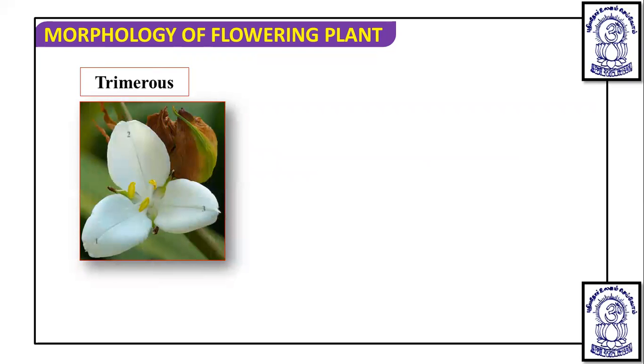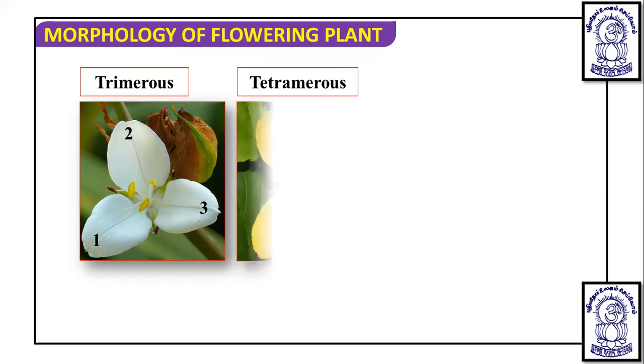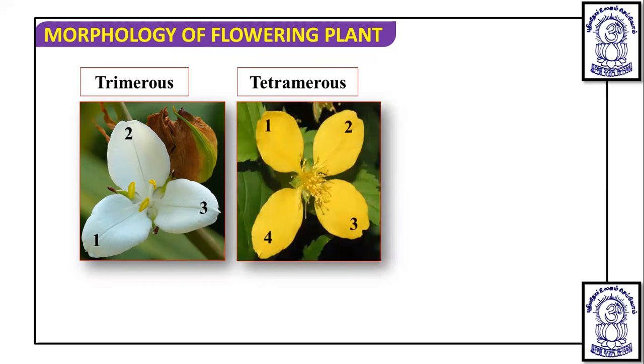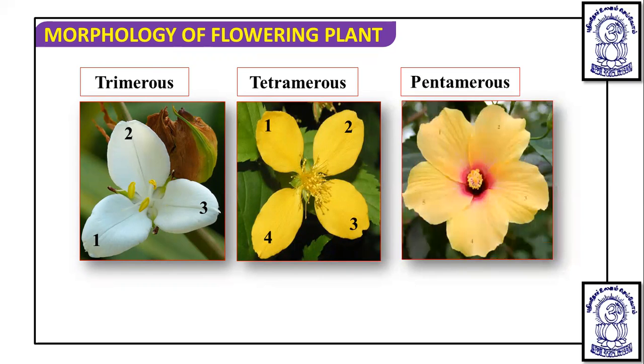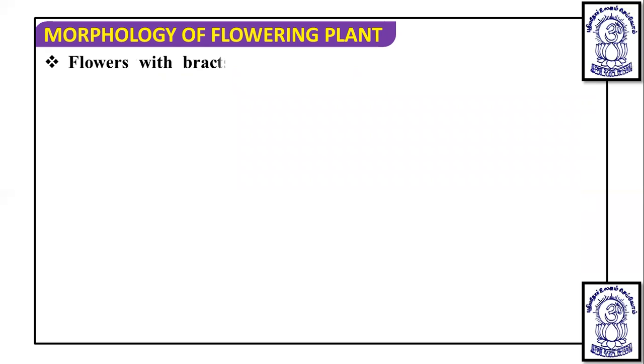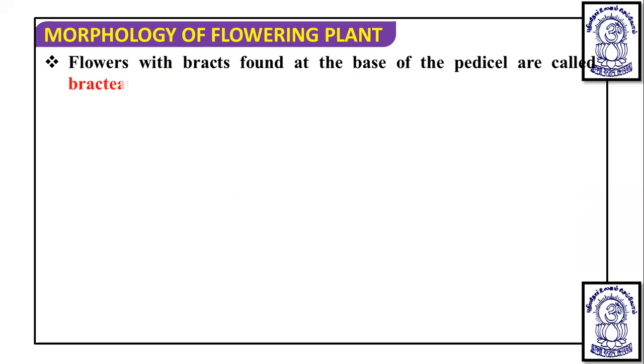So trimerous. See, here 1, 2, 3 petals are there. Tetramerous. Here also 4 petals are there. Here 5 petals are there. So this way you can say that the merosity of this first flower is trimerous, then tetramerous, then pentamerous, which is designating the number of floral parts.